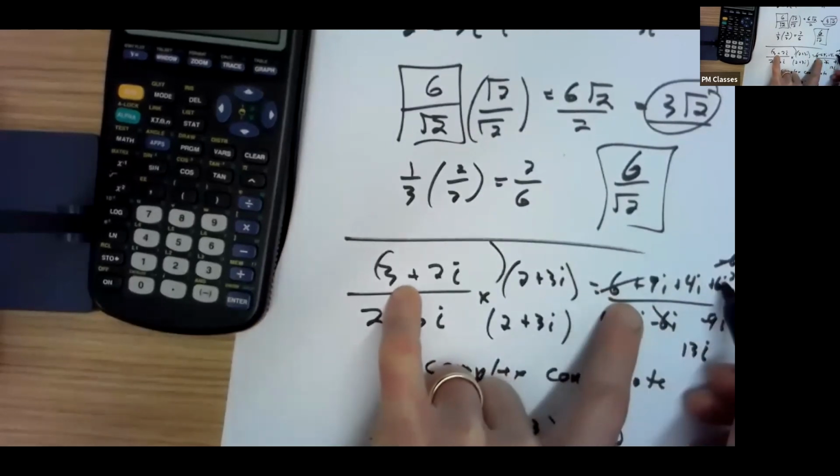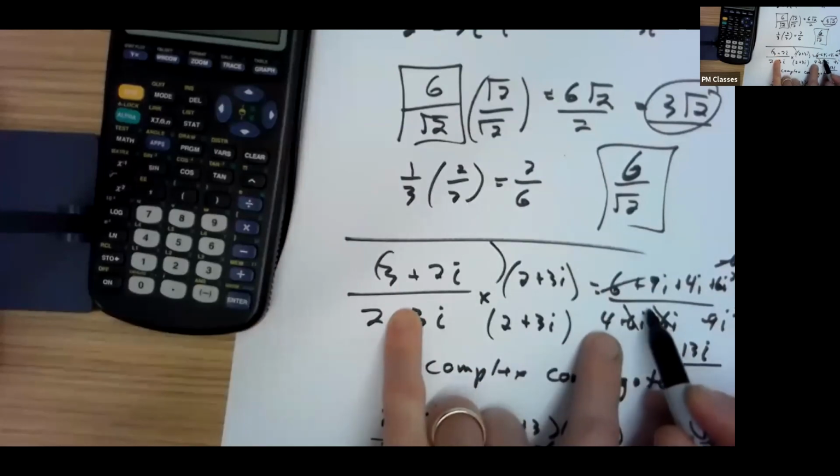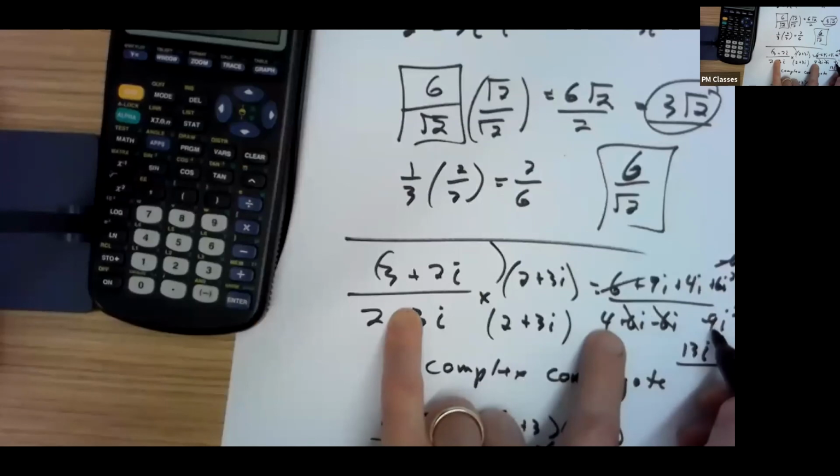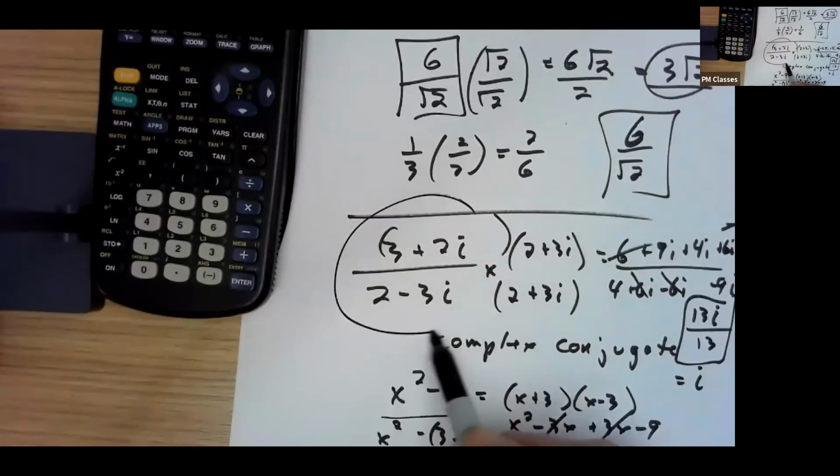6 and -6 cancel themselves out. 9i and 4i is 13i. On the bottom, the middle terms, 6i minus 6i, canceled out, and then 4 minus 9i squared. i squared again is -1, so -9 times -1 becomes plus 9. 4 plus 9 is 13, and oh my gosh, look at that, 13i over 13, and the whole thing simplifies to i. Doesn't always work out that nicely, but that's what they often design it with.